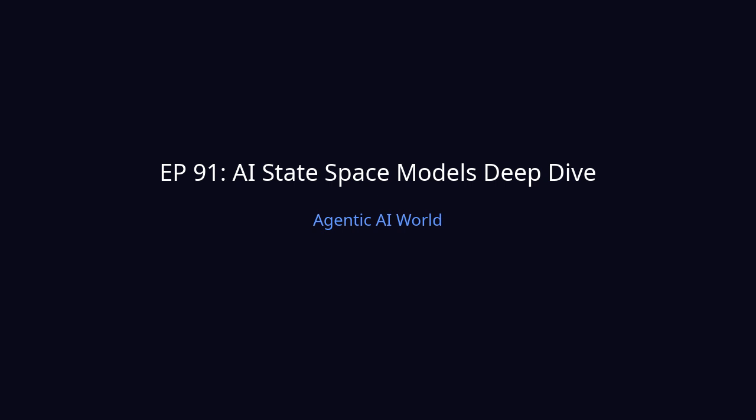I'm your host, and today we're diving into episode 91, AI State Space Models Deep Dive, how senior engineers master efficient sequence modeling in modern AI systems. If you've been following the series, we've covered transformers, attention, RNNs, and diffusion models. Today we tackle state space models, the architecture that's challenging transformers for long sequence dominance. This is interview gold for 2026.